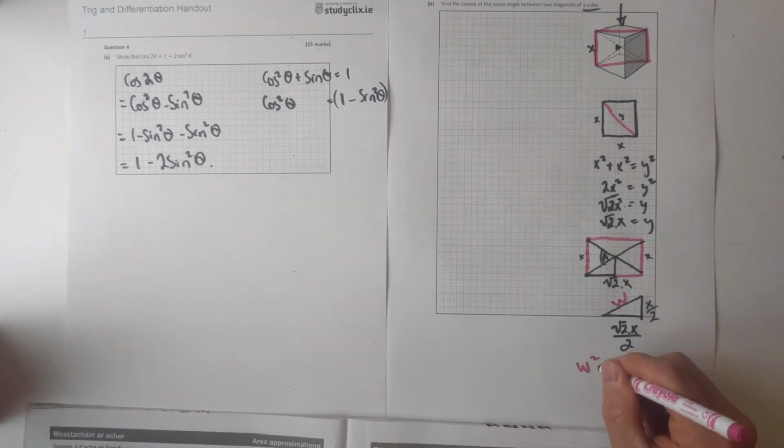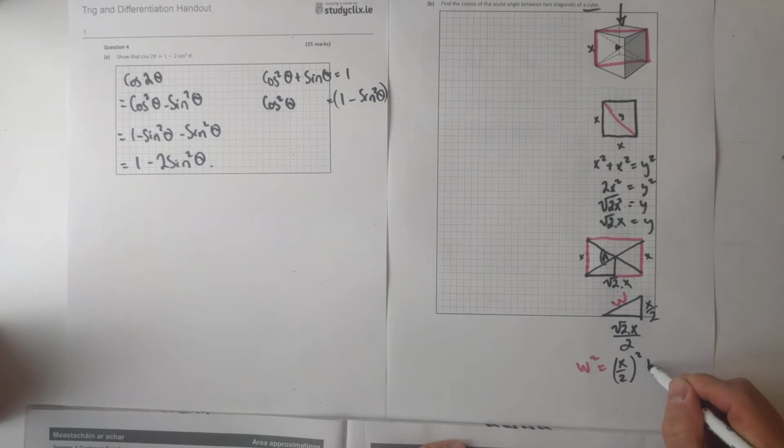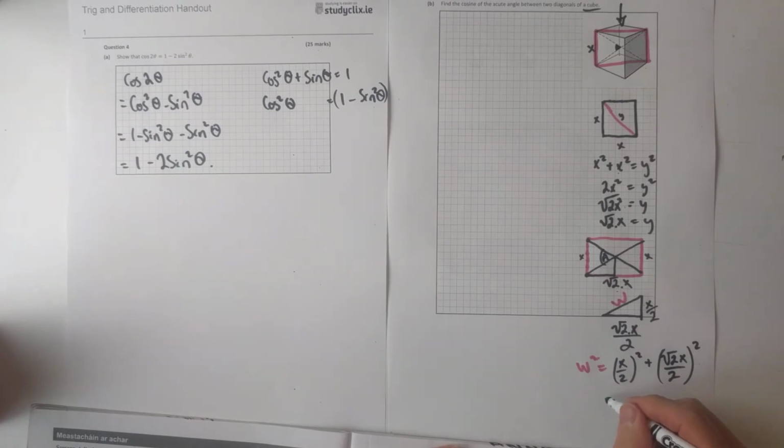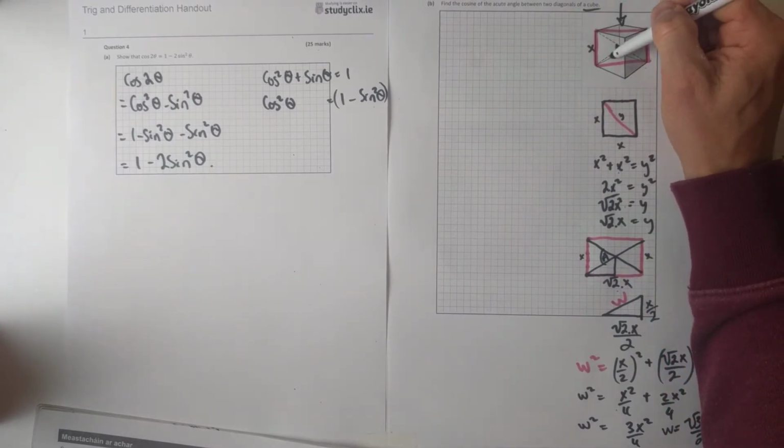So w squared is equal to x over 2 all squared plus the square root of 2 by x over 2 all squared. So w squared is equal to x squared over 4 plus, this is 2x squared over 4. So w squared is equal to 3x squared over 4, which means w is equal to the square root of 3 times x over 2. That's what w is. So we've got this triangle here.